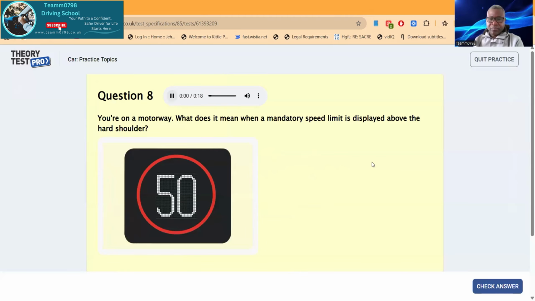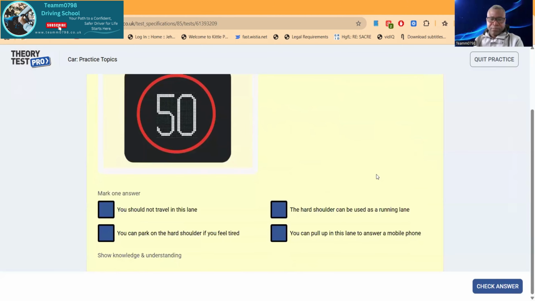You are on a motorway. What does it mean when a mandatory speed limit is displayed above the hard shoulder? You should not travel in this lane. The hard shoulder can be used as a running lane. You can park on the hard shoulder if you feel tired. You can pull up in this lane to answer a mobile phone.